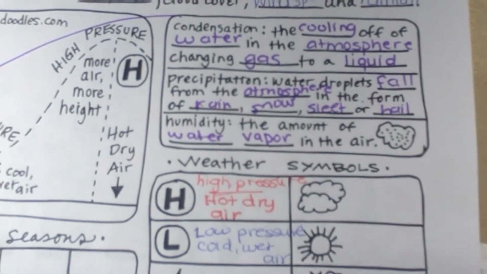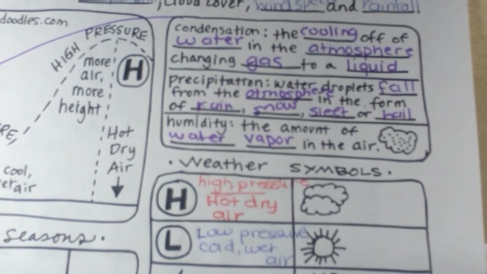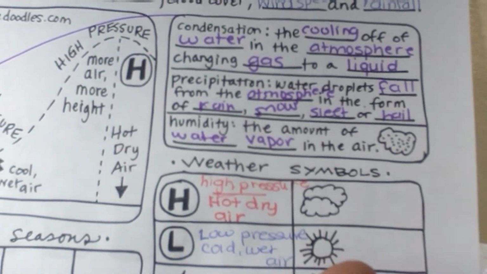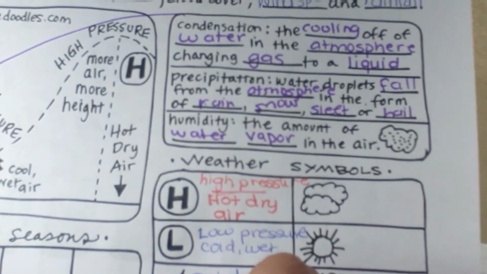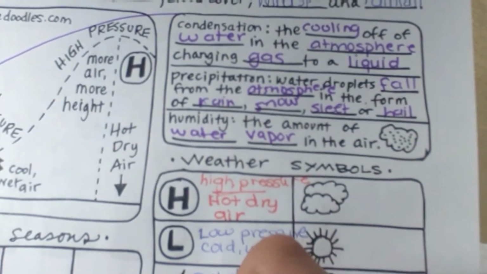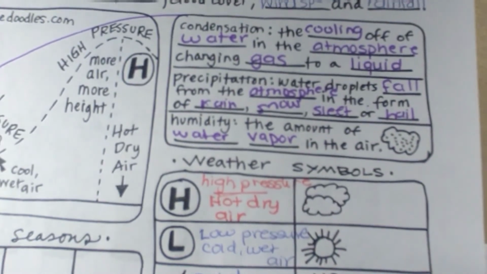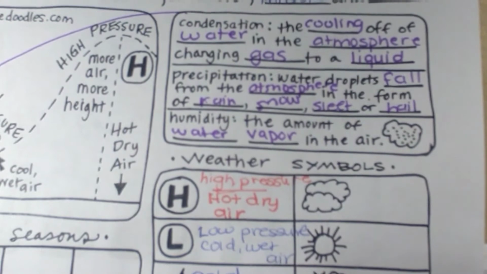So let's go and look at the different symbols. Now we talked about cold front already. So a cold front is bringing that cold air. This upside down triangles means a cold front is coming. And then this means a warm front, the rounded, is coming.